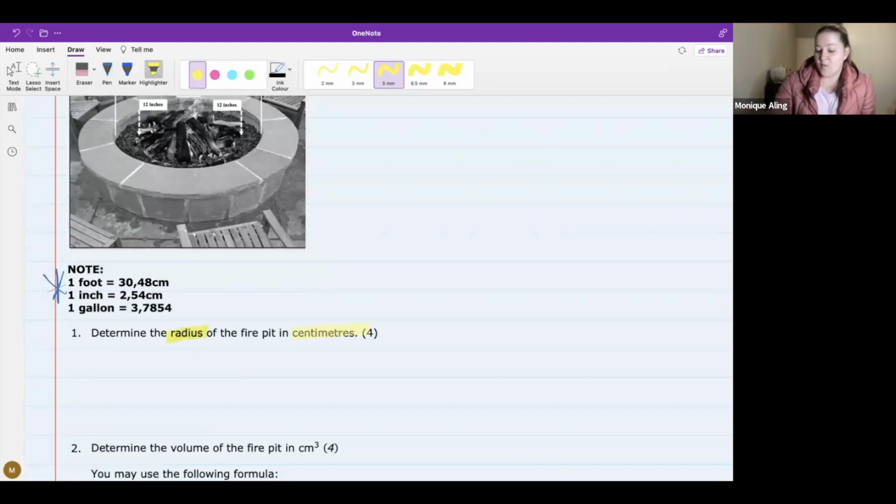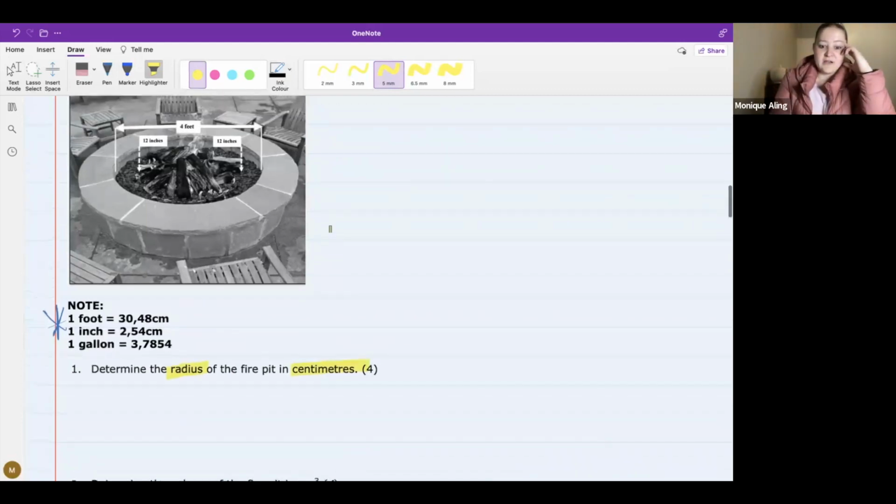Okay, what do they mean by radius? Kia, did you see the comments? Yeah, I'll answer now. Okay. So half of the diameter, thank you.